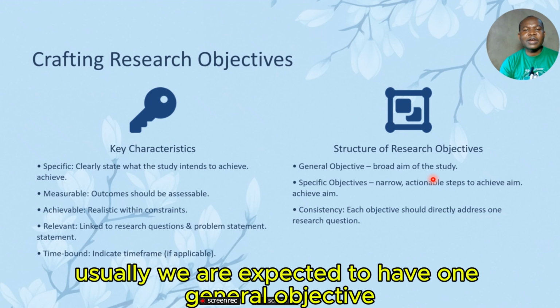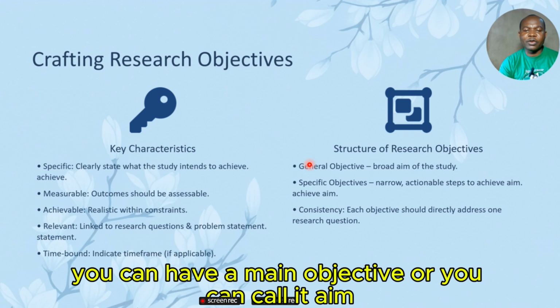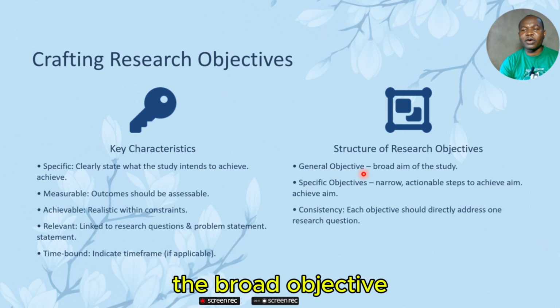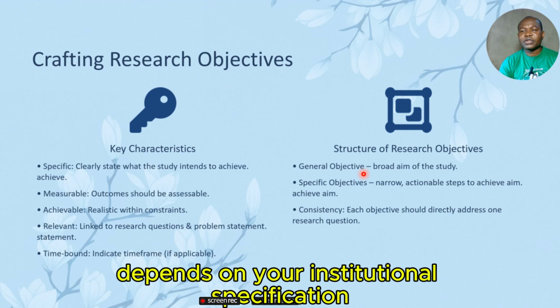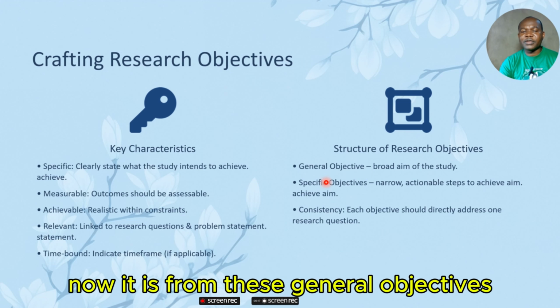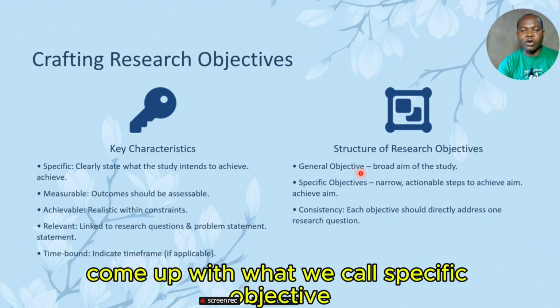Now, what is the structure for our research objectives? Number one, usually we are expected to have one general objective, what some people describe as main objective. You can have a main objective, or you can call it aim. Some people call it aim. The aim of the study, the main aim of the study, the broad objective, depends on your institutional specification. You can have a general objective. Now, it is from these general objectives that we can come up with what we call specific objectives.